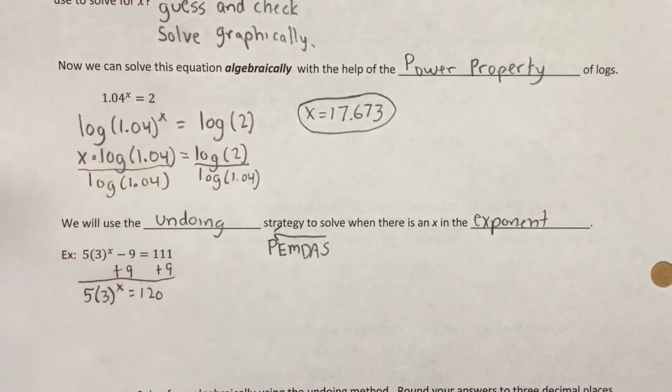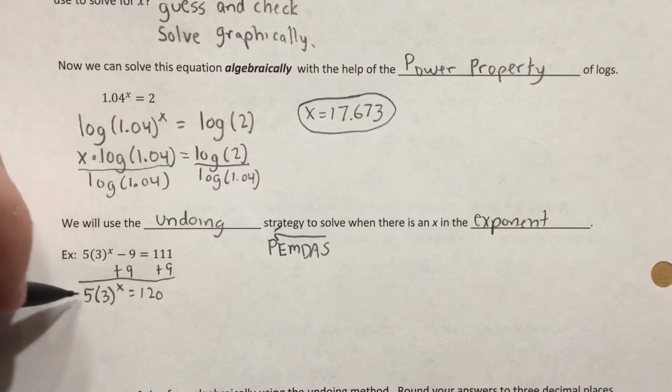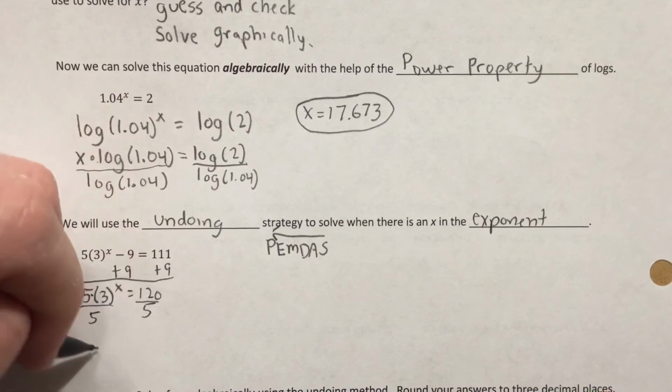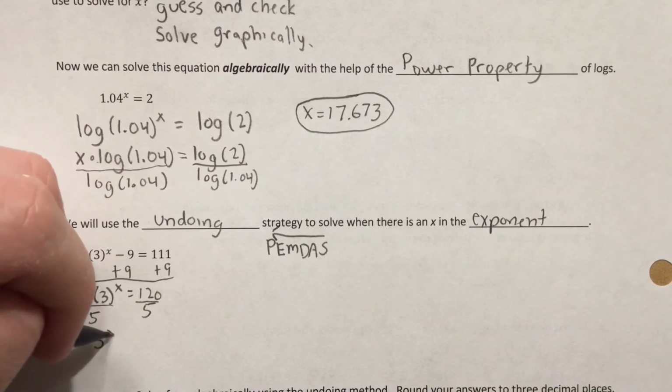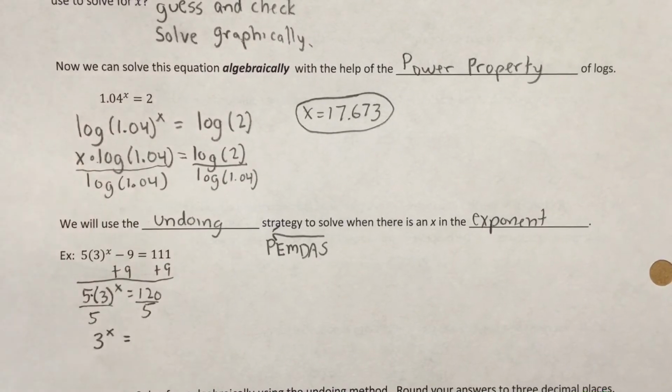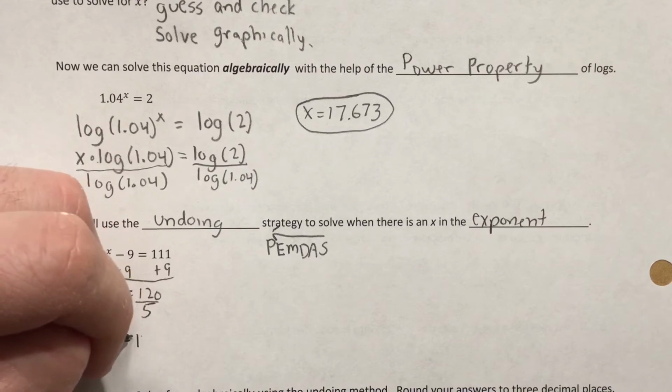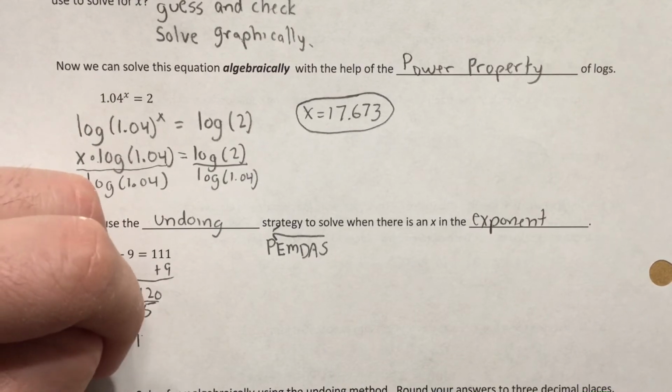Then I'm going to undo multiplication and division. So there's multiplication right here, so I'm going to divide by 5. And so that would give me 3 to the x equals 24.